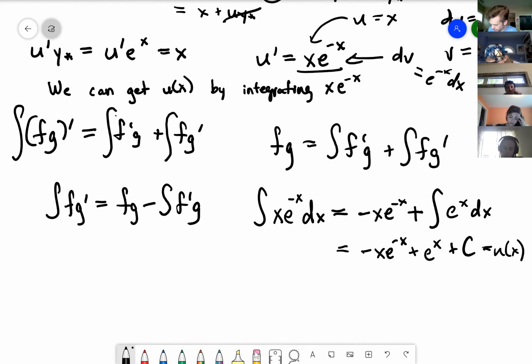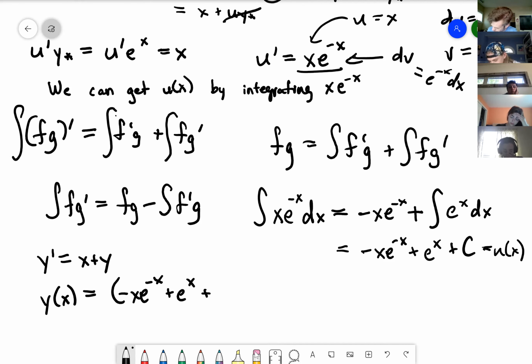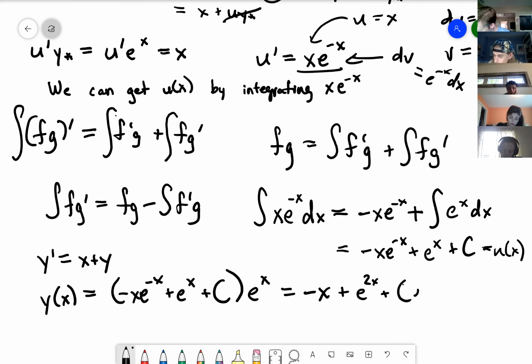And so what this gives us for our general solution, recalling our original equation, our original ODE, y prime is equal to x plus y. Our general solution should be minus x e to the minus x plus e to the x plus c times e to the x. And if I just do a little distribution, I'll get minus x plus e to the 2x plus c.